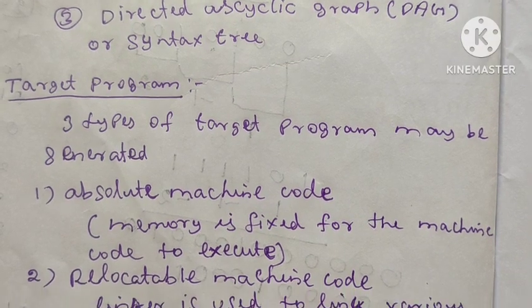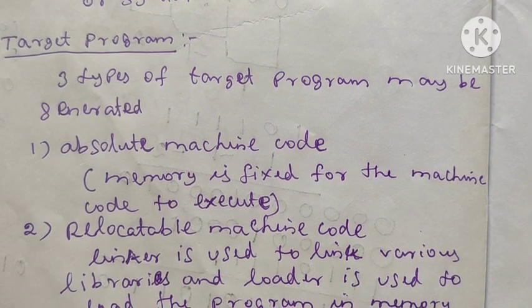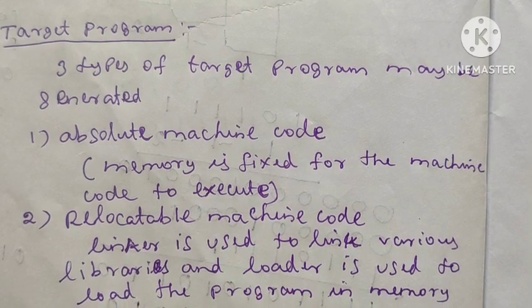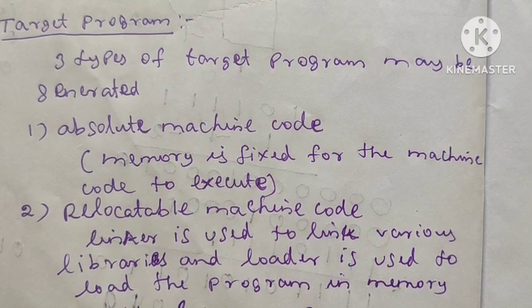And the next is called relocatable machine code. This is in contrast to absolute machine code. The memory is not fixed here. The memory keeps on varying. In short, what will happen here is it will generate an offset value, and through that offset it will generate an effective address. This effective address is the place where this relocatable machine code will get executed.